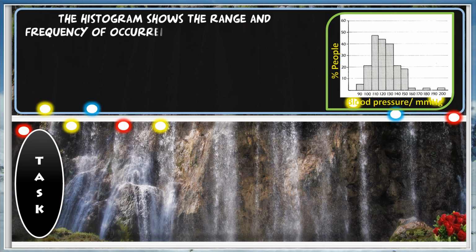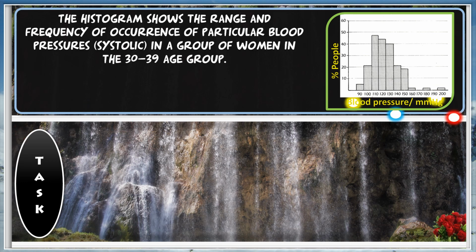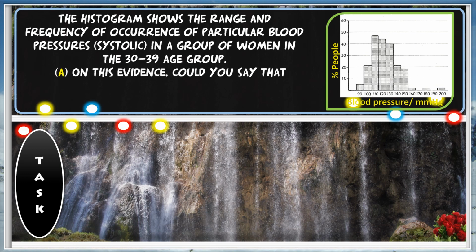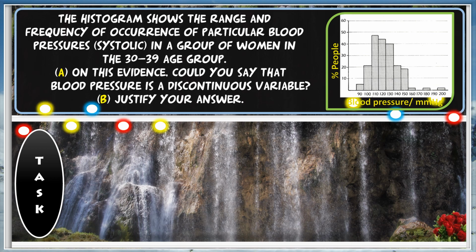The histogram shows the range and frequency of occurrence of particular blood pressures, that is systolic, in a group of women in the 30 to 39 age group. Part A. On this evidence, could you say that the blood pressure is a discontinuous variable? Part B. Justify your answer.